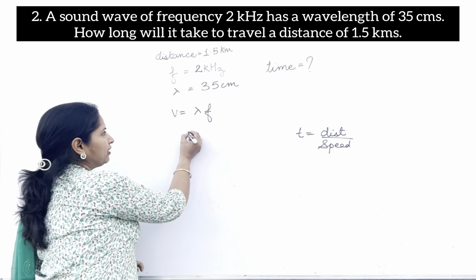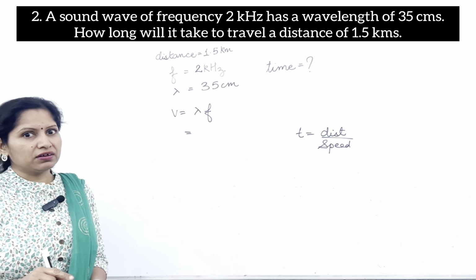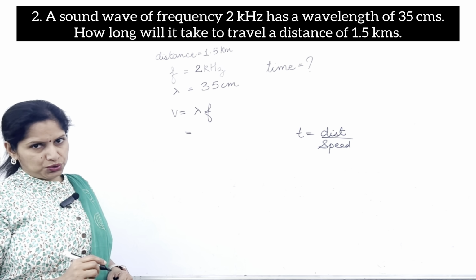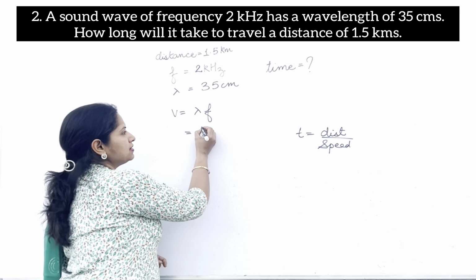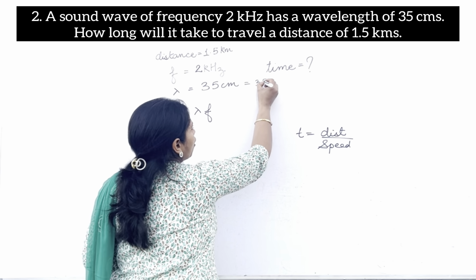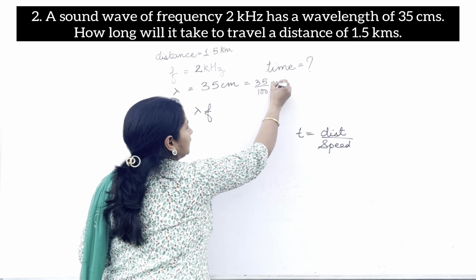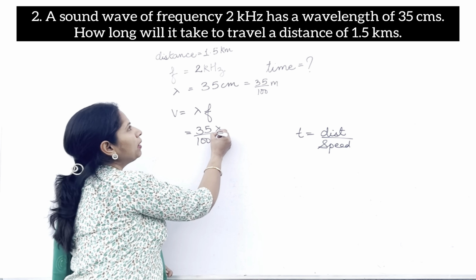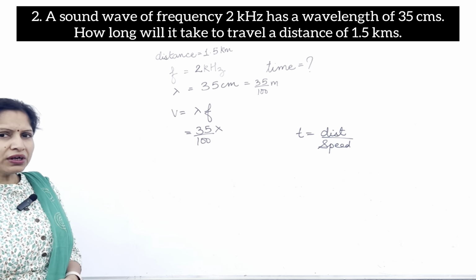So wavelength is given as 35 centimeter. Remember, you always have to convert things into SI units. So 35 centimeter is 35 upon 100 in meters. So it's 35 upon 100 meters multiplied by frequency, which is 2 kilohertz.